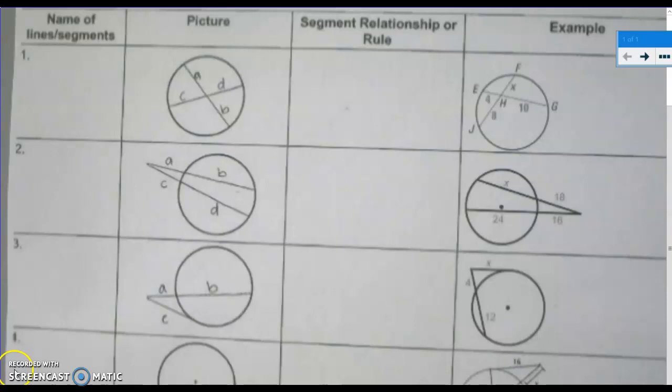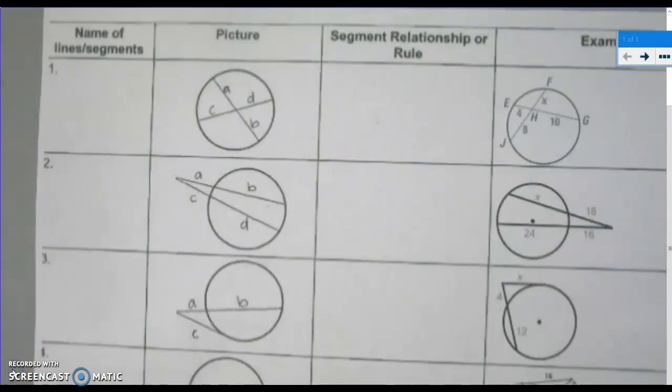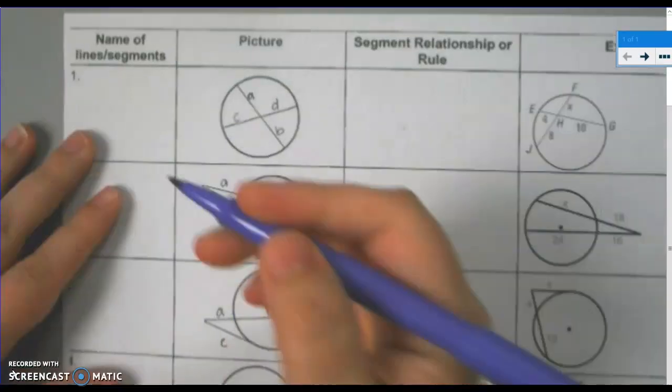Hi everybody, in this video we're going to go through the formulas for finding different segment lengths in circles. So the first picture is two chords.